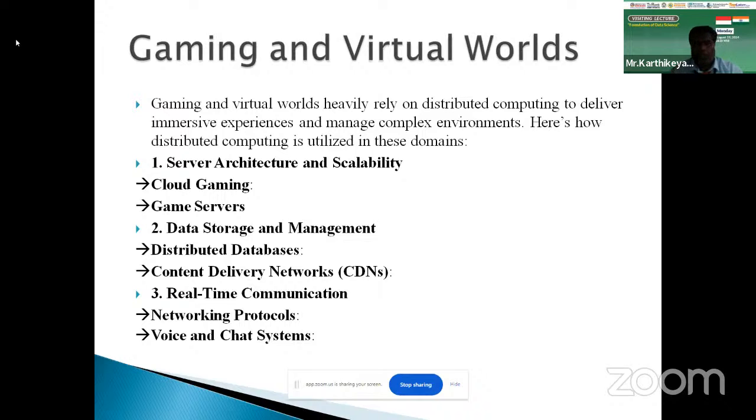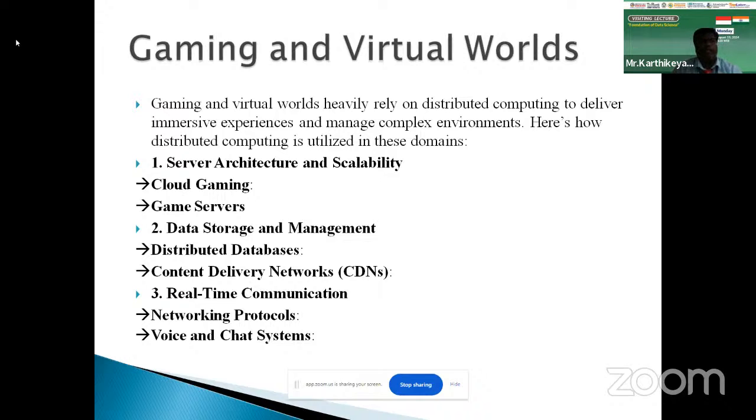Gaming and virtual worlds rely heavily on distributed computing to deliver immersive experiences and manage complex environments. So it has the following: server architecture and scalability. So it has cloud gaming and game servers.